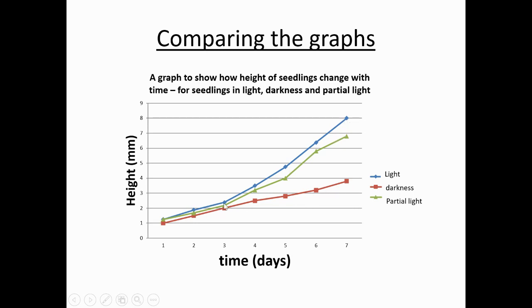Partial light, again, not quite as high, but also still tall, and then in the darkness there is growth, definitely is growth, because there are sugars stored in the seed. However, it is not quite as high as the other two. Notice that in my graph, I've got the days at the bottom, height up the side in millimeters, and a title for my graph, which is a graph to show how height of seedlings change with time for seedlings in light, dark, and partial light.